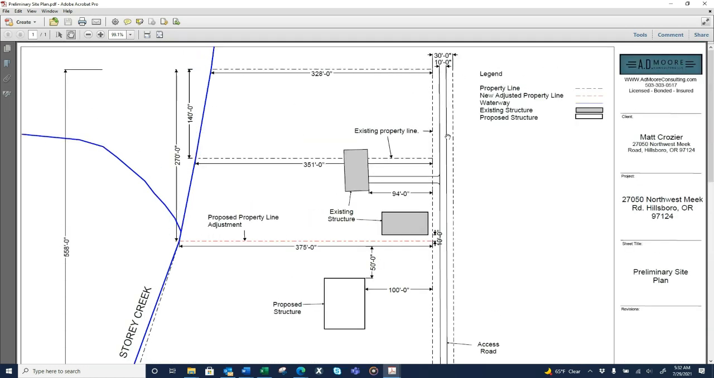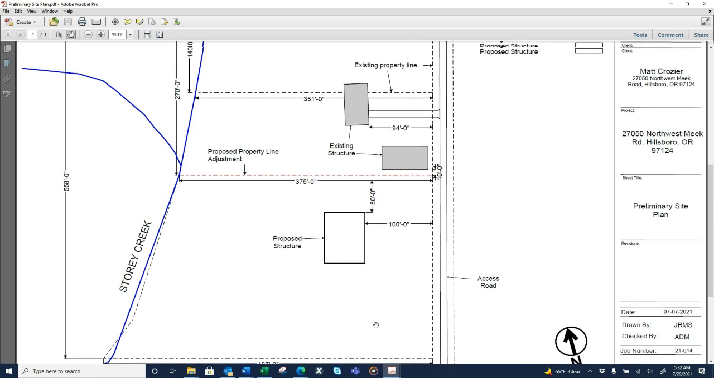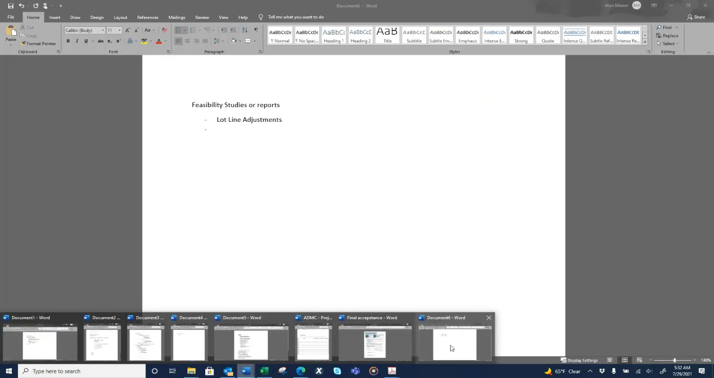For example, if my property line's right here, but my fence is 20 feet over here, some people would say, I want to move my lot line to reflect what is actually there. That would be a lot line adjustment. So just keep that in mind. That's what a lot line adjustment is. Okay, back to this thing.